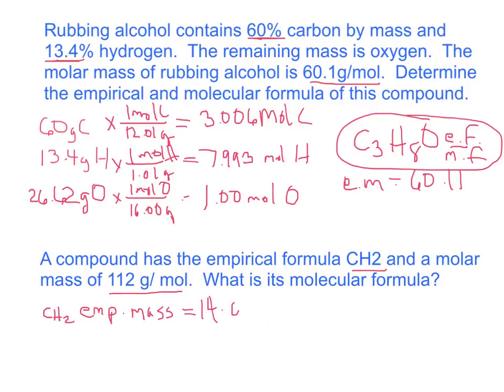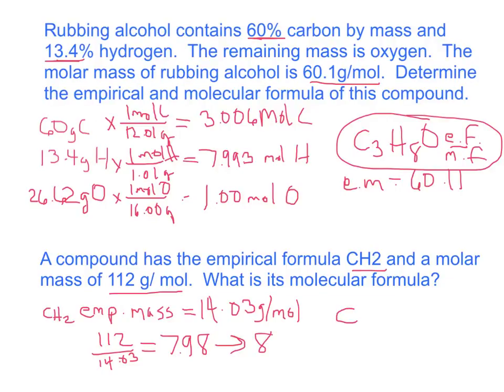And that's not the same as 112. That is not the same, so we know there's going to have to be some additional math. So we're going to take 112 and divide it by 14.03 to see if we get a whole number multiplier. And you do that, and you find you get 7.98, which is doggone near 8. So I would say the multiplier is 8.